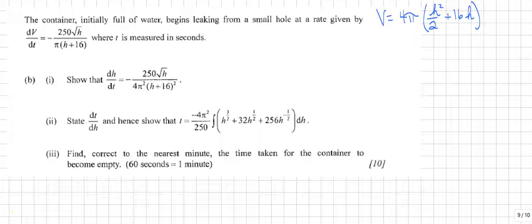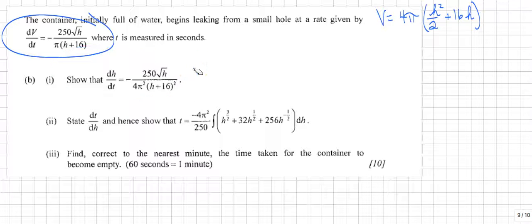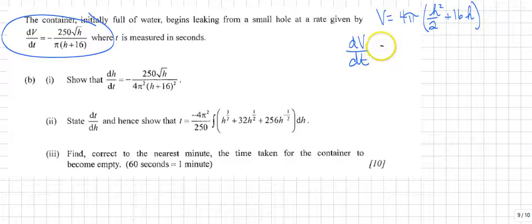In part B, we're told that water is starting to leak out according to this formula. So dV dt is negative 250 square root of h over pi times quantity pi, h plus 16. We're supposed to show what dh dt is. Now, for dh dt, we need an equation in terms of h. The volume from the first part is given up here in the corner. We know we're going to take the derivative of both sides of this equation, so dV dt, because we want to do it with respect to t.